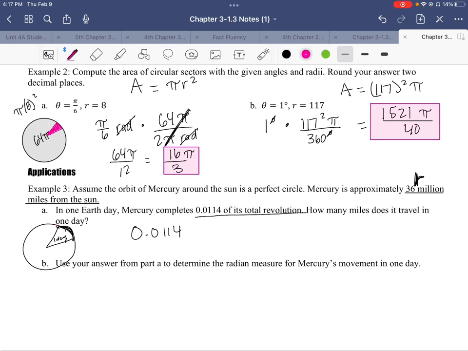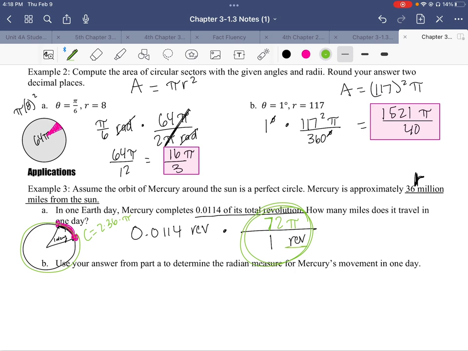And we want to know the measure from here to here, like how much is Mercury itself actually moving from here to here along this arc. So we have the 0.0114 revolutions, and we need to get rid of our revolutions. So one revolution would be how much? Well, one revolution would be from here all the way back around. And of course, that's just circumference, which is 2 pi r, or d times pi, right? So 2 times 36 times pi, right? So the entire circumference is going to be 72 pi.